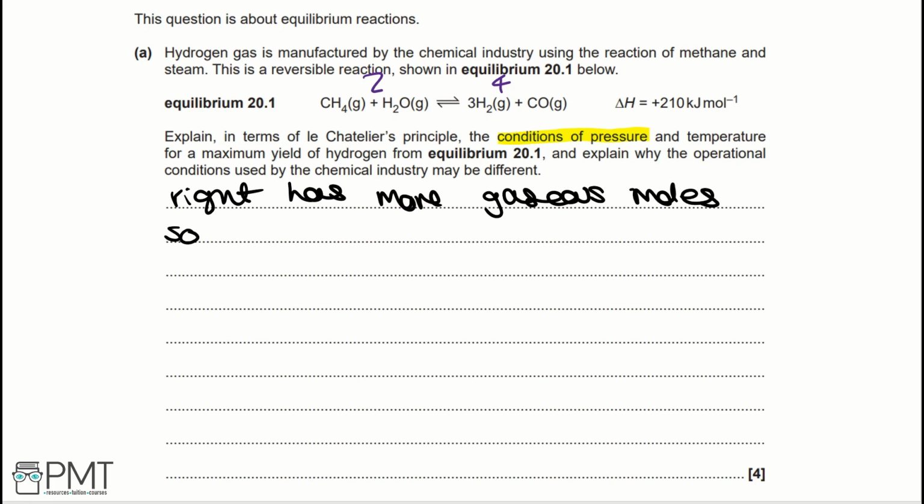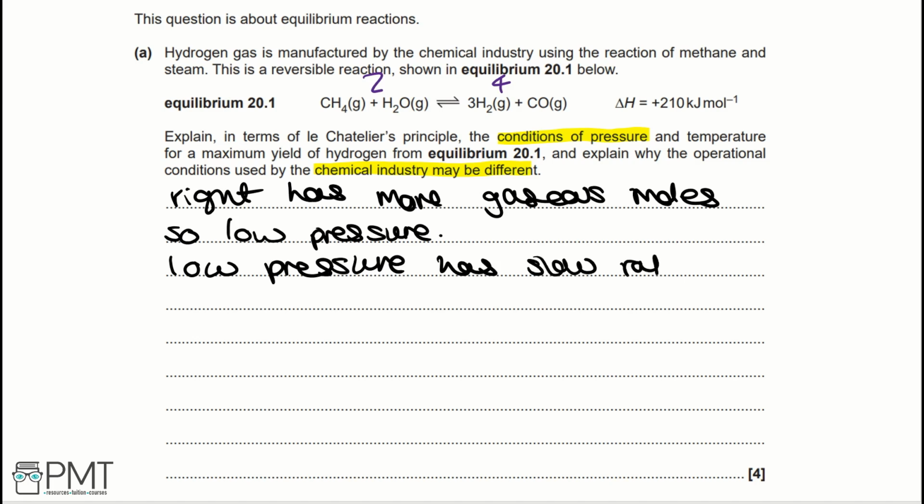And then we need to look at the conditions of pressure. If there's more gaseous moles on the right, we need a low pressure. Then we can look at the next part of the question, where we're asked about why the chemical industry's conditions are different. Well, firstly, with pressure, a low pressure would have a slow rate of reaction, and because we're trying to produce a lot of hydrogen gas on a large scale, we don't really want something that's going to have a slow rate of reaction, so they might have a slightly higher pressure just to increase this rate of reaction with a slightly lower yield.